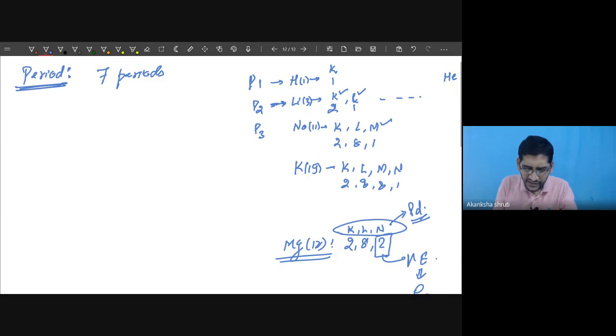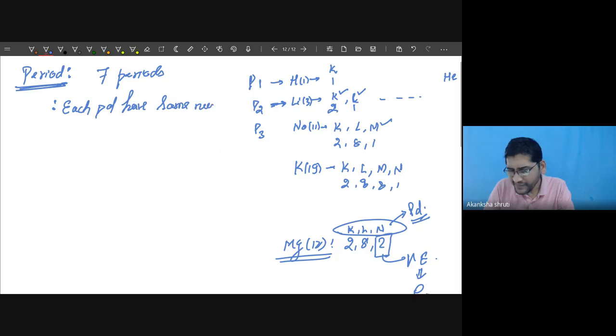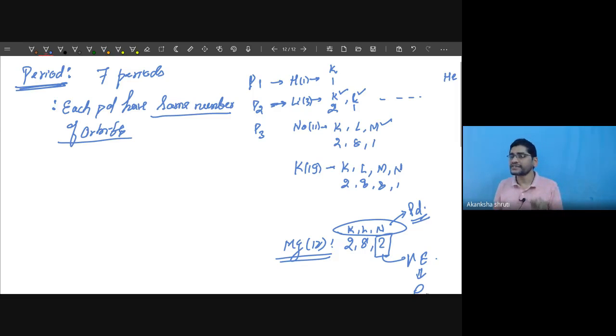So students, in our modern periodic table, there are a total of 7 periods. So each period has the same number of shells or orbits. It means no new orbit is added in the same period. Whether it is a group 1 or group 10 element, if they are in the same period, they have the same number of orbits. That we will say.